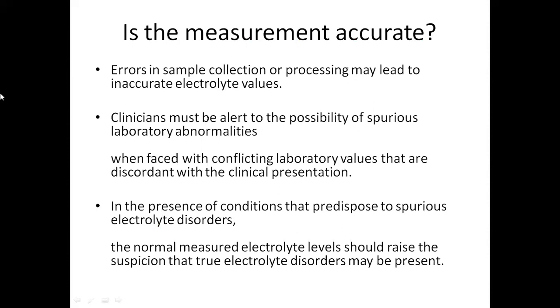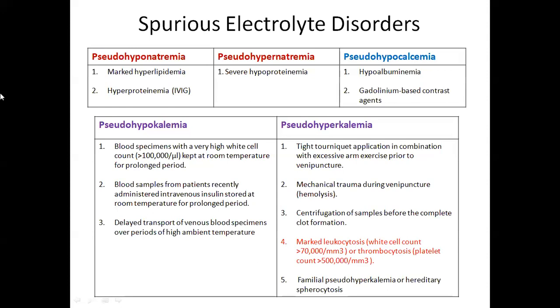Yes, sir. So the first question here is, is the measurement accurate? I told you previously there are a lot of conditions. It could be sampling error, it could be lab machine error, or it could be patient-related conditions, some kind of problems in the children that can predispose to electrolyte imbalances. So based on this, you need to think. These are the common conditions where you get spurious electrolyte disorders.